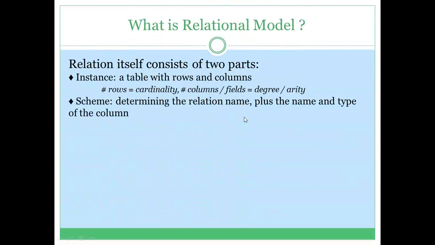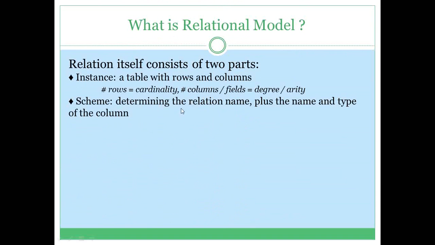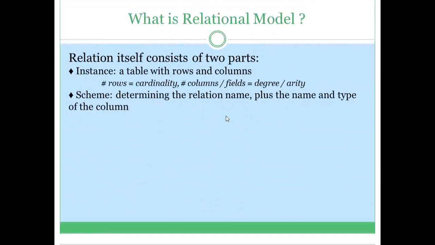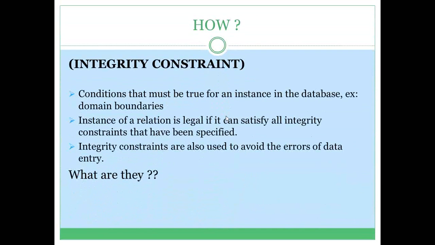Schema, determining the relation name plus the name and type of each column. Next, so how is the relational model? We have integrity constraint, a condition that must be true for an instance in the database.